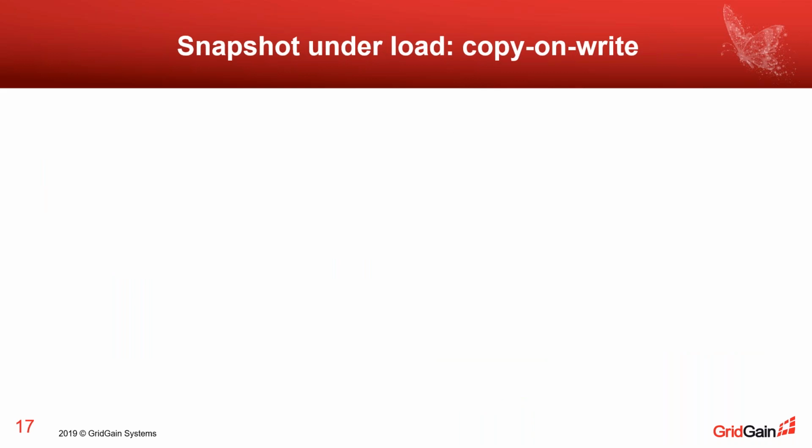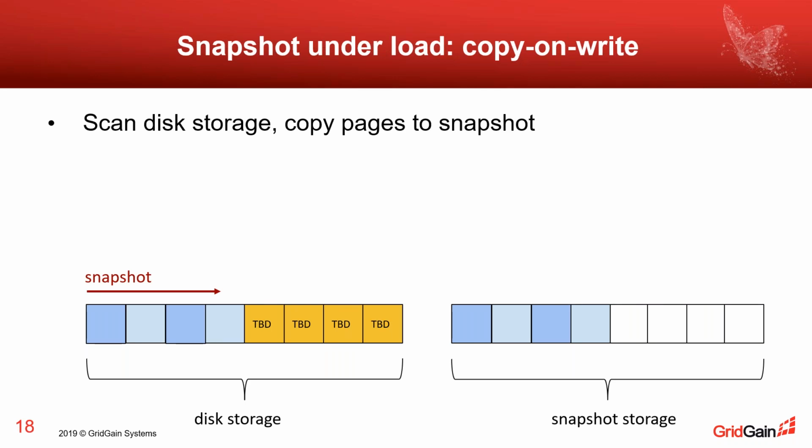Next point is data backups. And GridGain allows you to create data snapshots under load. So all you need to do is execute the snapshot create command, and all your data will be written to a separate storage in background. You may still operate with your data and change it. Let's see how it happens. Basically, all of your pages are present on disk. What you need to do is just scan your disk storage and copy all of your pages to a separate snapshot storage.